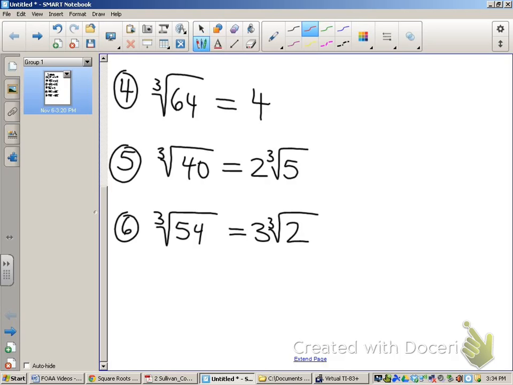Make sure you write down the root number if it exists. So if it's the square root, you don't have to write down a 2. But if it's any other root other than 2, like the cube root, the fourth root, and so on, make sure you write down that number.